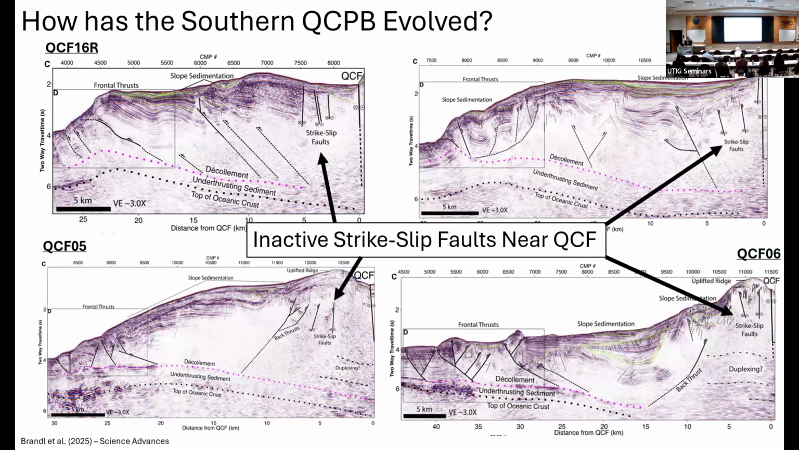Another interesting observation we've made is there seems to be an evolution in the deformation that occurred within the Queen Charlotte Terrace. As I noted, closer to the Queen Charlotte Fault, we see a series of inactive strike slip faults. Those probably represent some earlier deformation where maybe the system was more distributed, maybe strike slip was more distributed across multiple fault strands, but has now progressively localized to just the Queen Charlotte Fault.